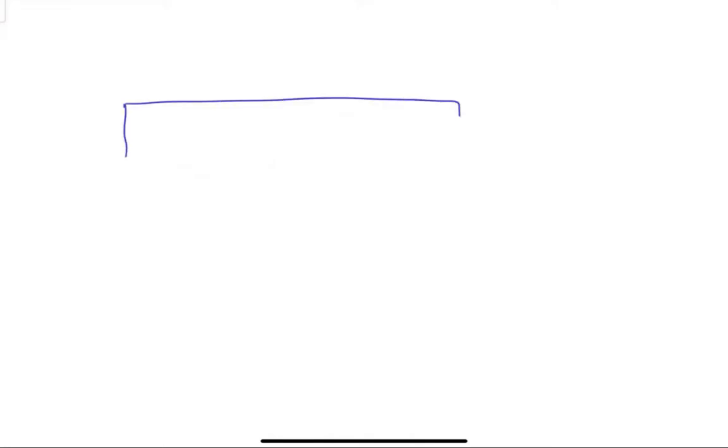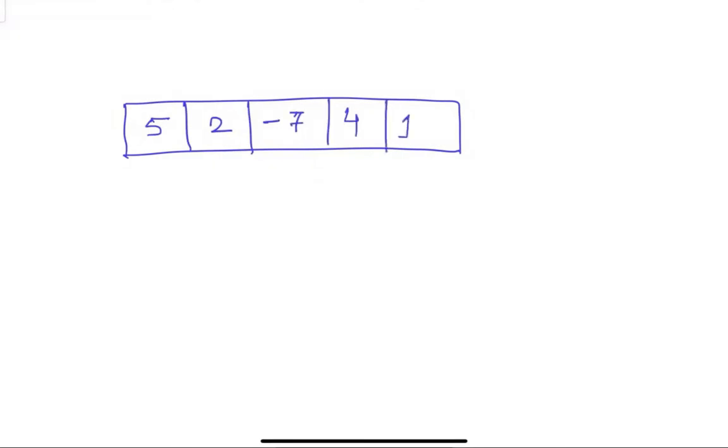Let's say you have been given an array. An array has some numbers, let's say 5, 2, -7, 4, 11, -20. This is your array A.